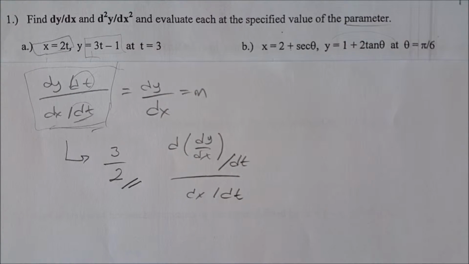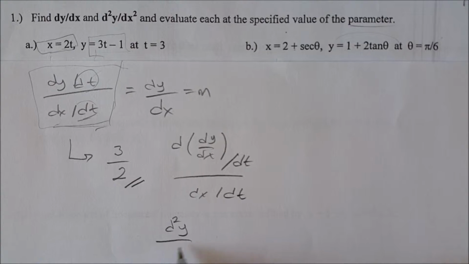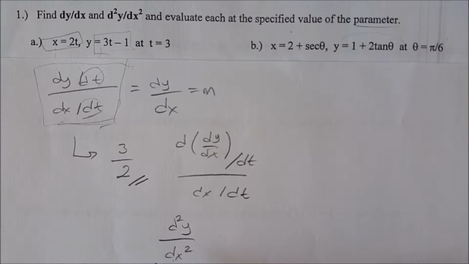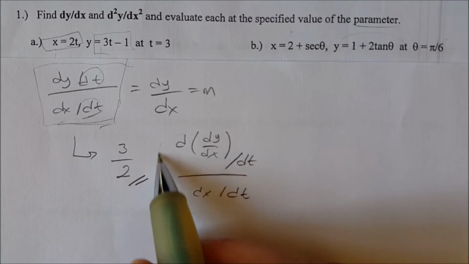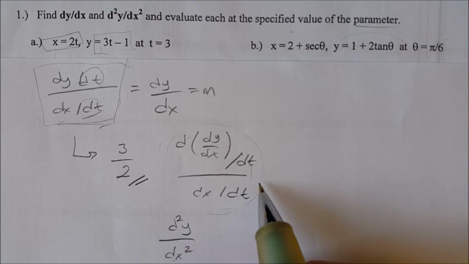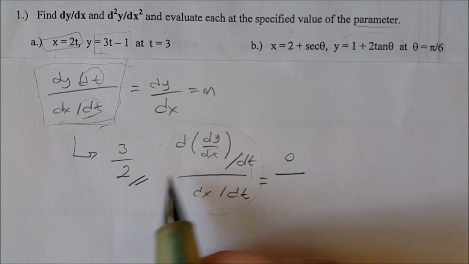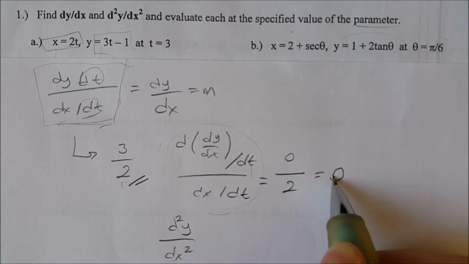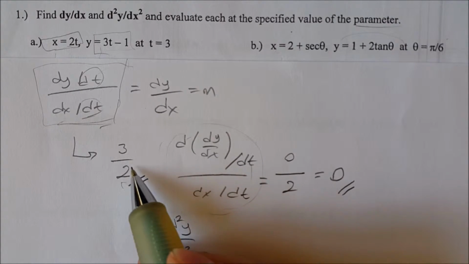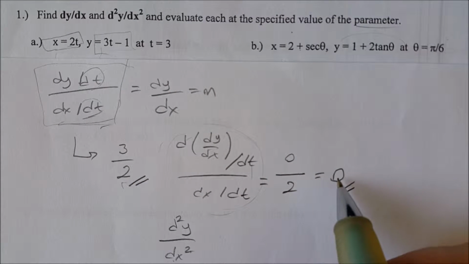Now if you think about this formula, the dt's would again cancel and we would be left with d squared y over dx squared, which reads as the derivative of y with respect to x twice. So in order to find this, we need to evaluate this equation, and the top would be equal to 0 and the bottom would again be 2, which is equal to 0. So our first derivative is equal to 3 over 2 and our second derivative is equal to 0.